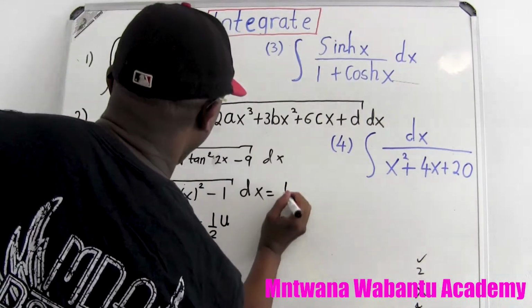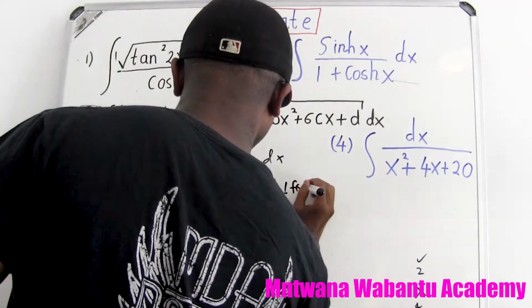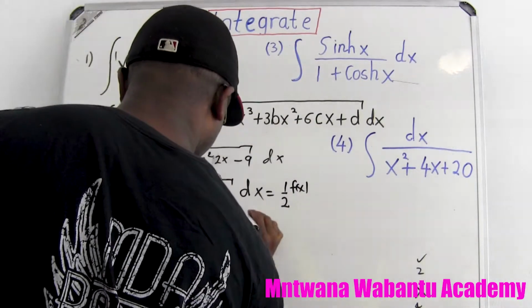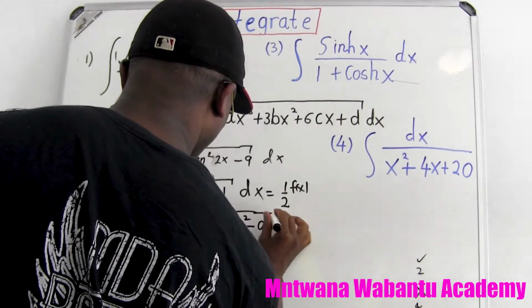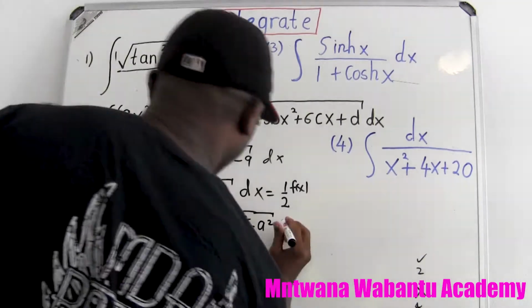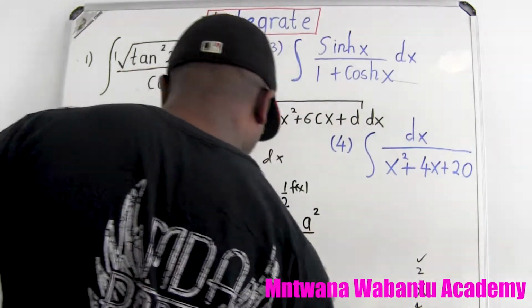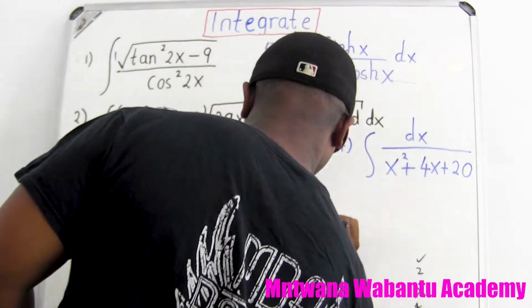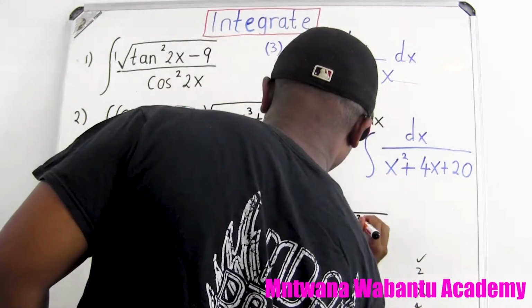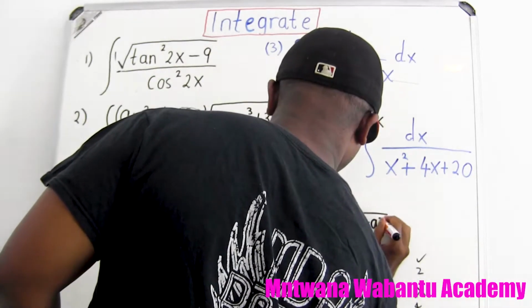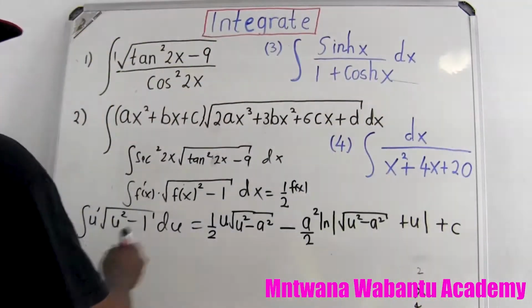For this one here, you can say 1 over 2, and they can say f of x. But for now, just say u, and then square root of u squared minus a squared. And after it, this is minus, and here must be minus a squared over 2, and then ln absolute of square root of u squared minus a squared, plus u, plus constant. So if you know this one, then it's over.